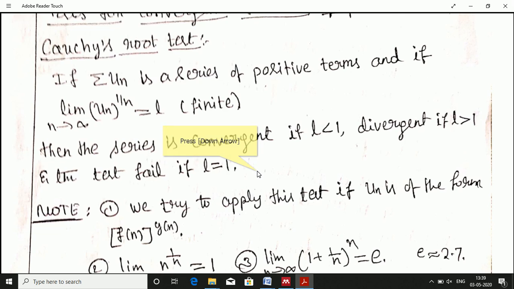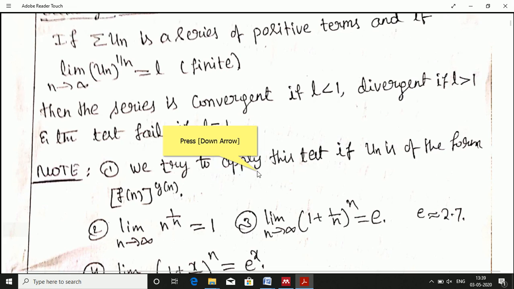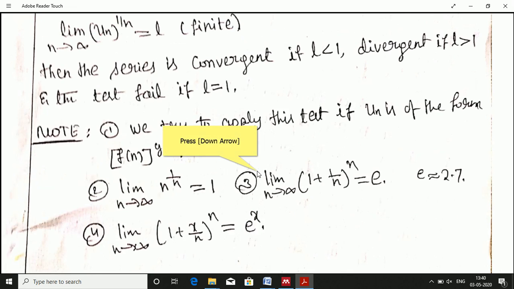And also, limit of n to the power of 1 by n as n tends to infinity is equal to 1, and limit of 1 plus 1 by n to the power of n as n tends to infinity is equal to e, which is approximately 2.7, and limit of 1 plus x by n to the power of n as n tends to infinity is equal to e to the power of x. You need to remember these results.